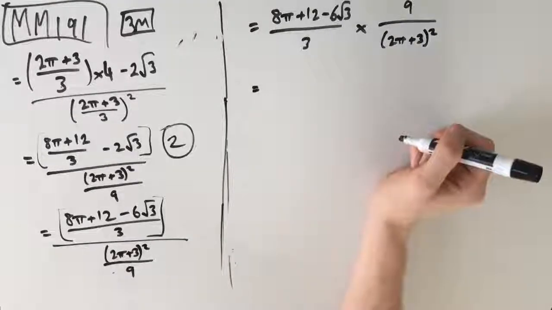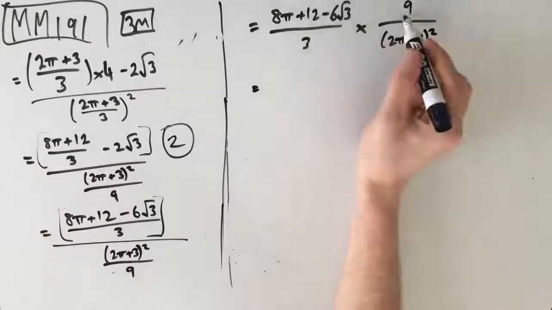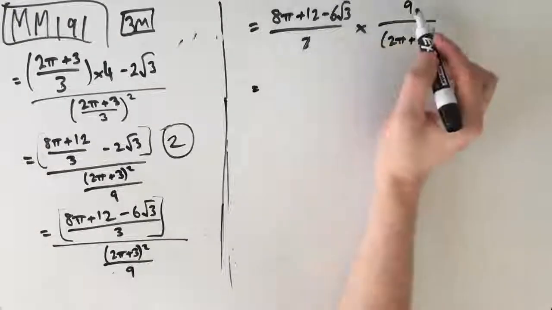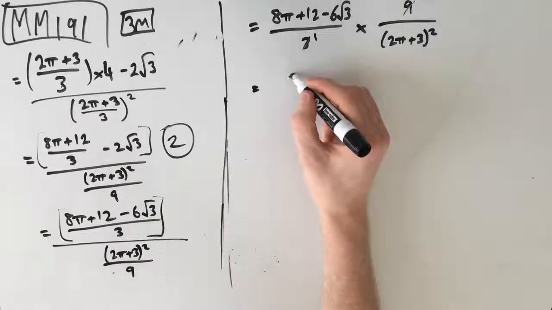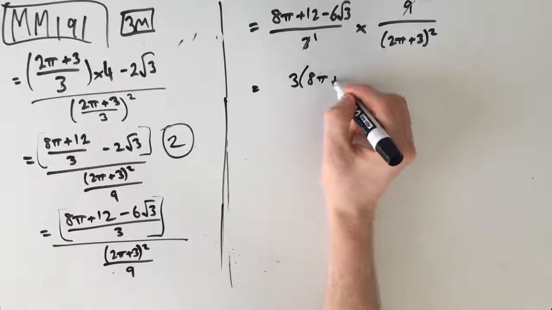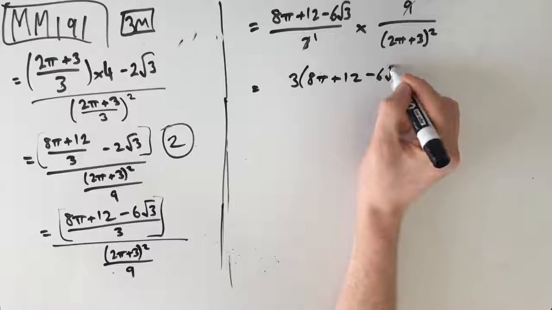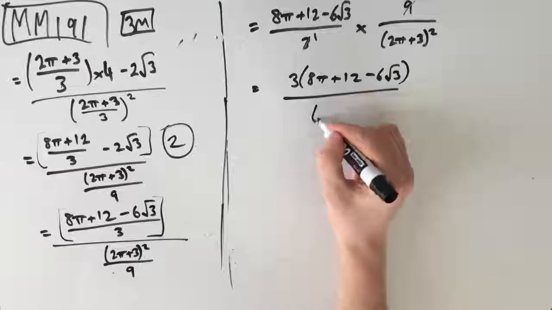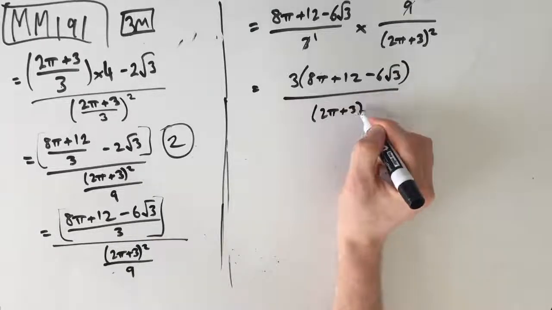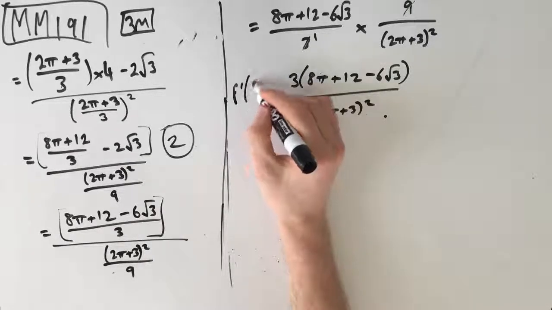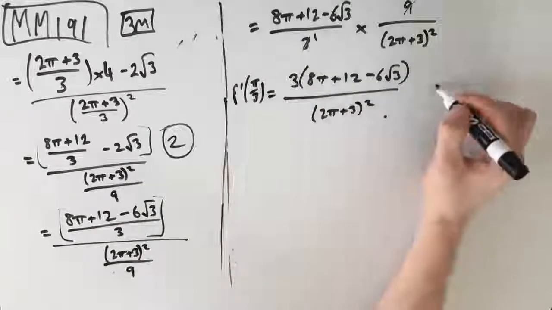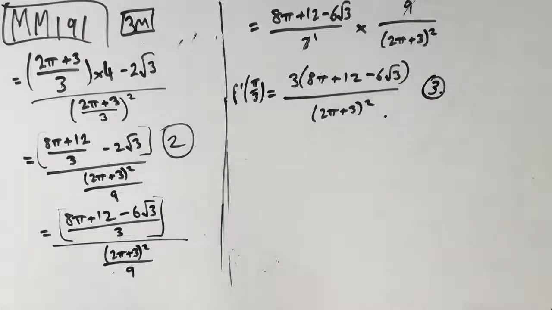Awesome. From here, this 3 and this 9 can cancel. That becomes a 3, that becomes a 1, which means we get 3, 8 pi plus 12, take 6 root 3, over 2 pi plus 3 squared. And that is our f dash of pi on 3. This is your third mark, guys. I know this is a really messy question, but you will get questions like this in your exam, and you'll just have to deal with it when it comes.